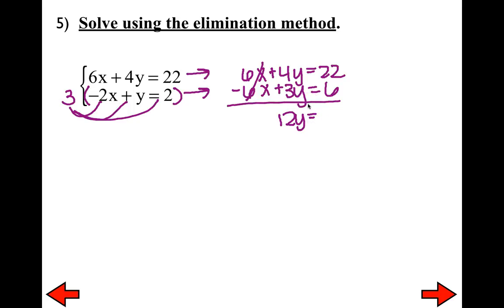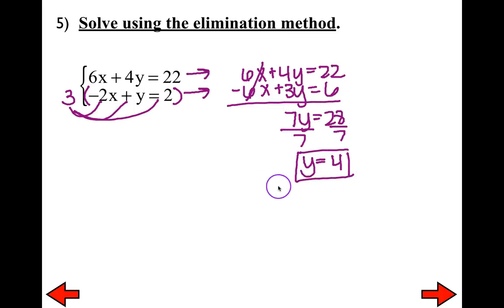I multiplied instead of added. Let's try that again. 4y plus 3y is 7y equals 22 plus 6, which is 28. Divide both sides by 7, and I'm left with y equals 4. Now that I know part of it, I just need to plug it into one of the originals.